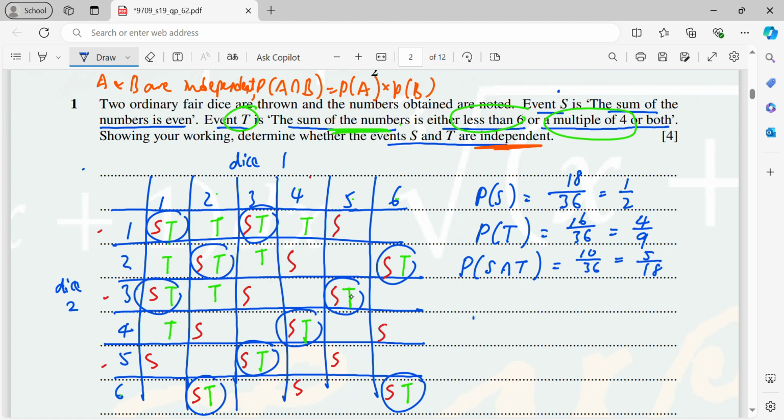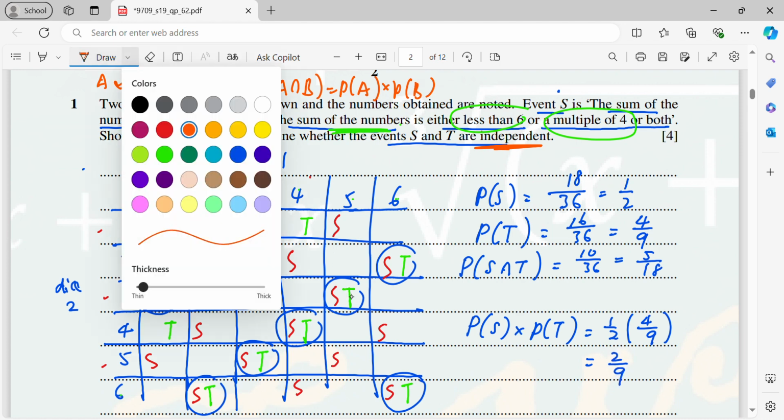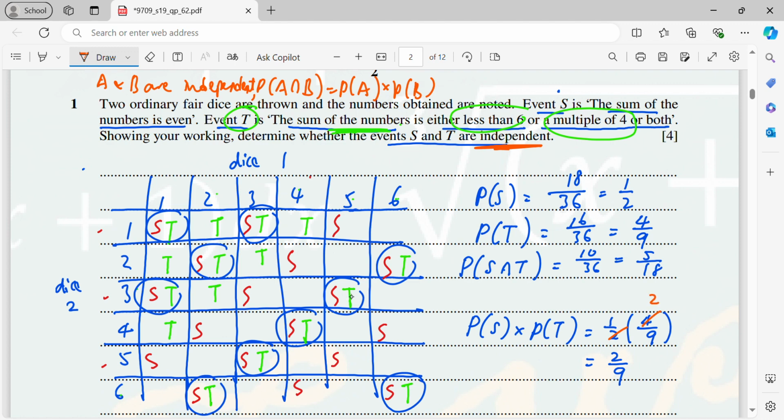Now double check P(S) times P(T). What is the multiplication? That is half times 4 over 9, which gives 2 over 9. Obviously 2 over 9 is not the same as 5 over 18.